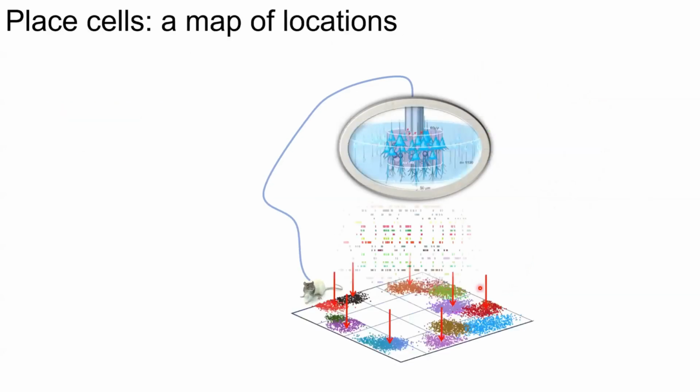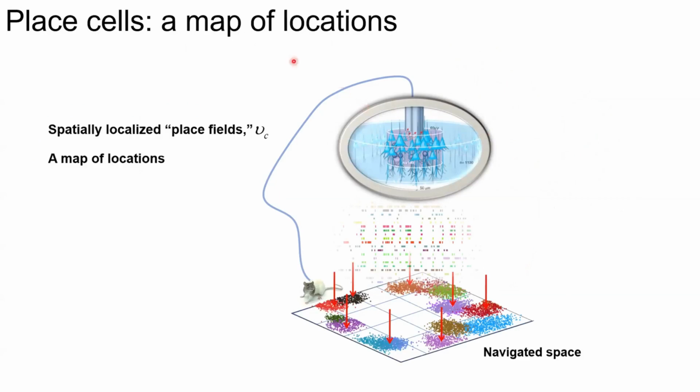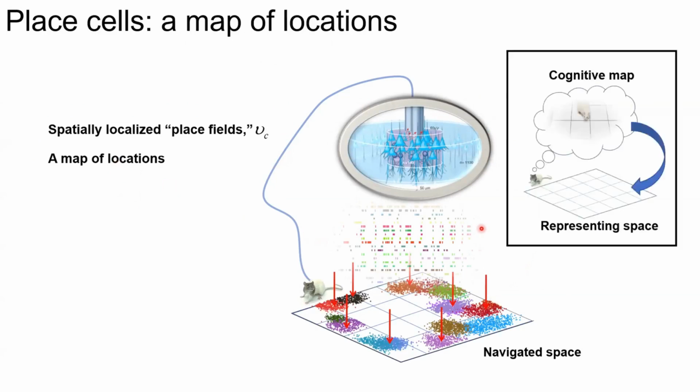A simple example of this that everybody is familiar with is, of course, place cells. Each cell is active in a small region in navigated space. Together they form a map of locations. So in this case, representing space coincides with navigated space. And when we're building a place field map, we're essentially thinking about mapping cognitive representation of space into what we observe in the navigational environment.